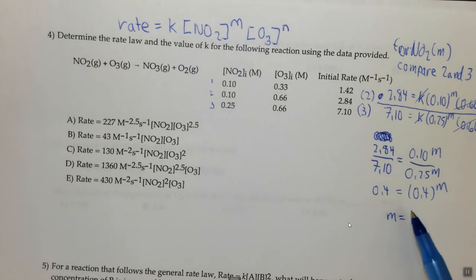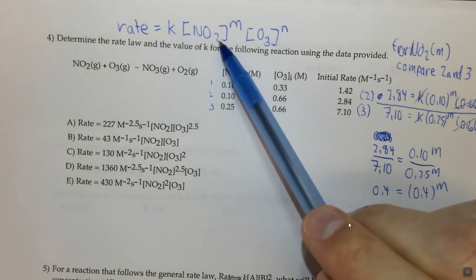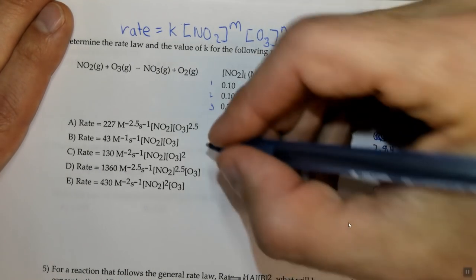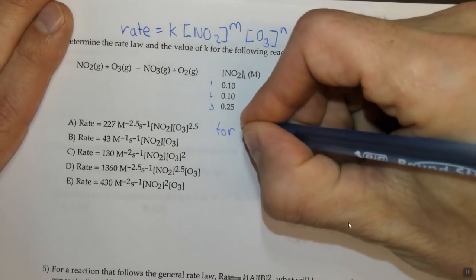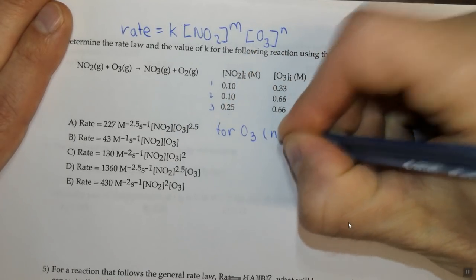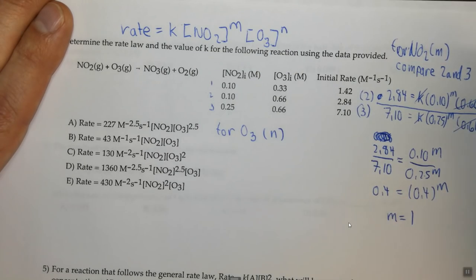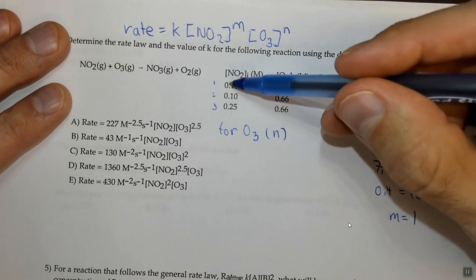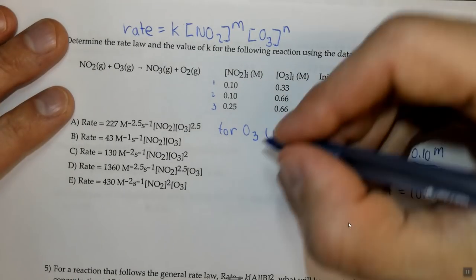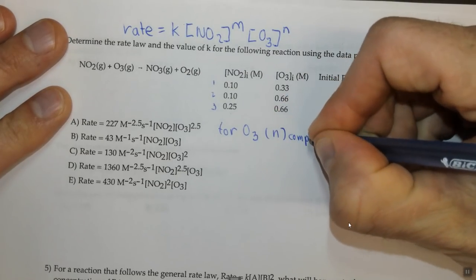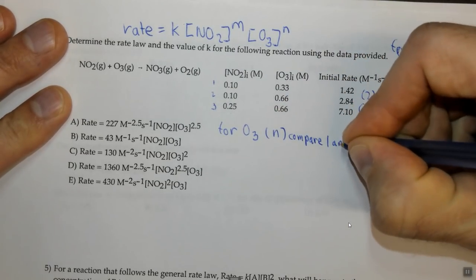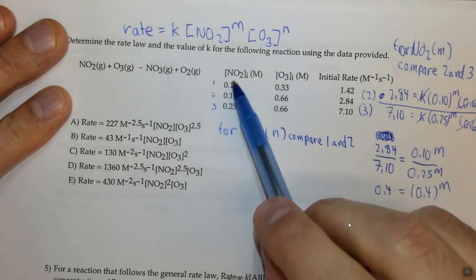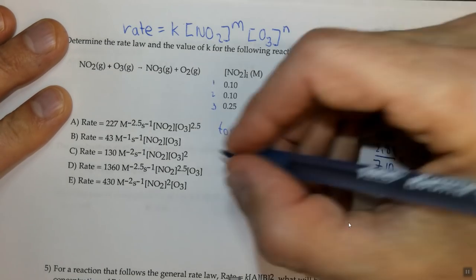All right, so now I know that M is 1. So it's first order with respect to NO2. Now I need to find O3. For O3, which is N, the reaction order with respect to O3, I need something where O3 is changing and NO2 is constant. If I look at 1 and 2, that's going to work. So I want to compare 1 and 2, because I want O3 to be changing and NO2 to be constant. Now I write the rate laws. I'm going to start with 1.